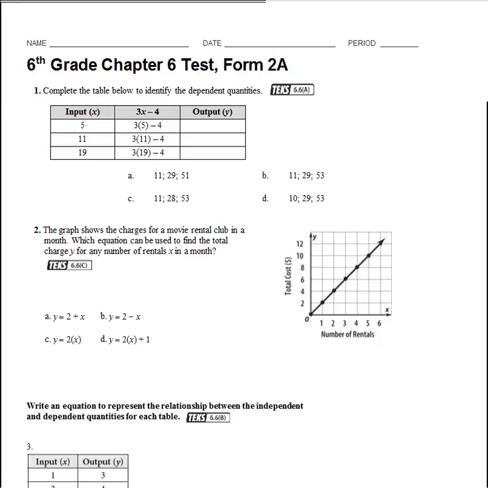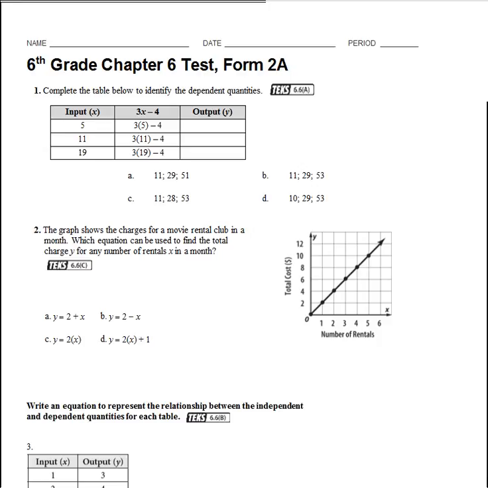All right, number 1. Complete the table below to identify the dependent quantities. The table at the top reads input x, 3x minus 4, output y. A, 11, 29, 51. B, 11, 29, 53. C, 11, 28, 53. D, 10, 29, 53.